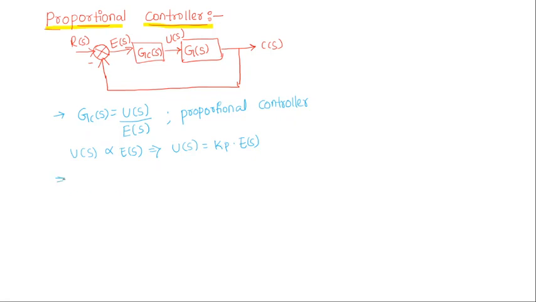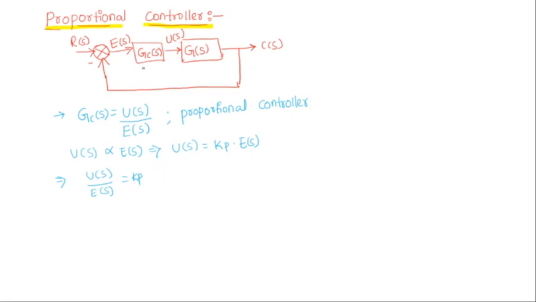And U(s) by E(s) becomes Kp. So what is U(s) by E(s)? U(s) by E(s) is the controller transfer function. So in the proportional controller, the controller transfer function is nothing but Kp.